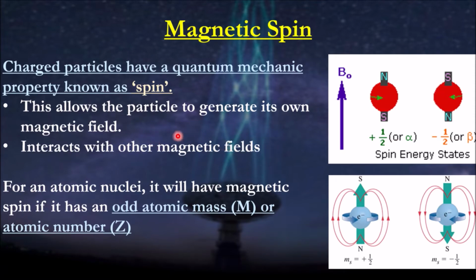Spin can come in two states. For example, an electron has two quantum states, or two quantum spins. One registers as plus 1/2, and the other is negative 1/2. So that's the property that dictates that a magnetic field will be generated.